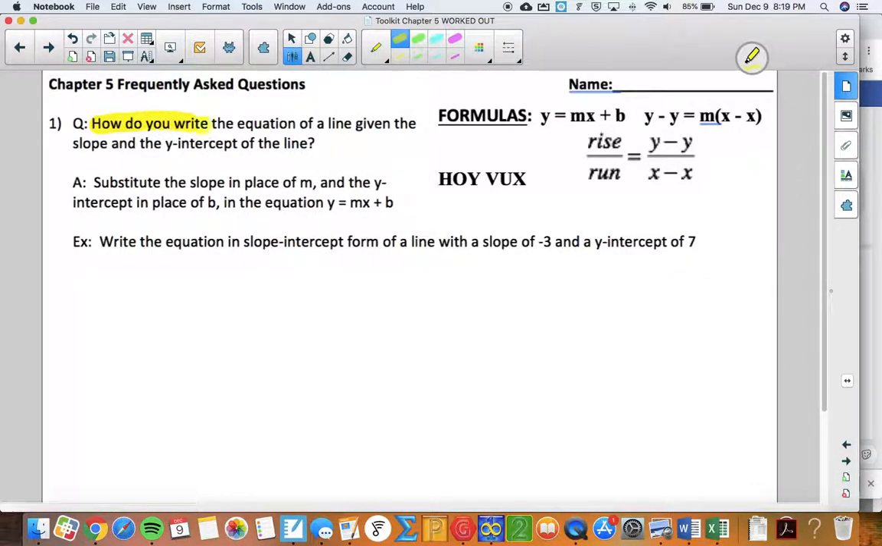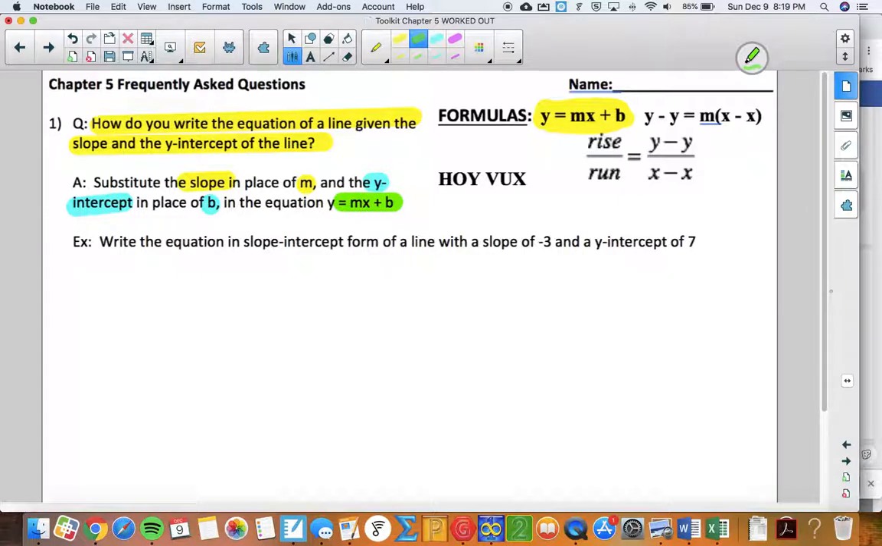How do I write an equation of a line given the slope and the y-intercept of the line? We'll write the equation of this line in slope-intercept form, y equals mx plus b. So what we want to do is substitute the slope in place of m and substitute the y-intercept in place of b in this equation right here.